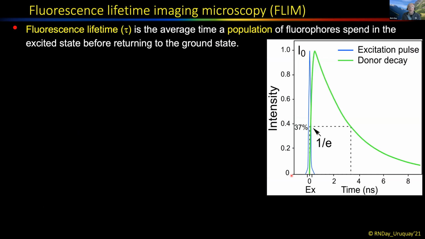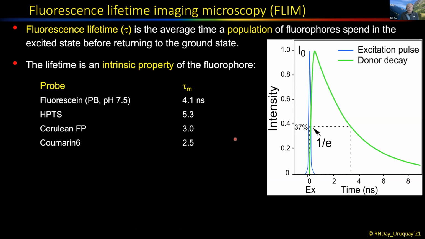Of course, you all know what lifetime is. It's the average time a population of fluorophores spend in the excited state before returning to the ground state. The important thing to remember about lifetime is it's an intrinsic property of the fluorophore. Every fluorescent probe is going to have its own intrinsic lifetime. For example, fluorescein has a lifetime around 4 nanoseconds. HPTS is a dye we often use as a calibration dye, has a lifetime of 5. Cerulean fluorescent protein actually has a 2-component lifetime of around 3. Coumarin-6 is another dye we use as a standard, has a lifetime of 2.5.